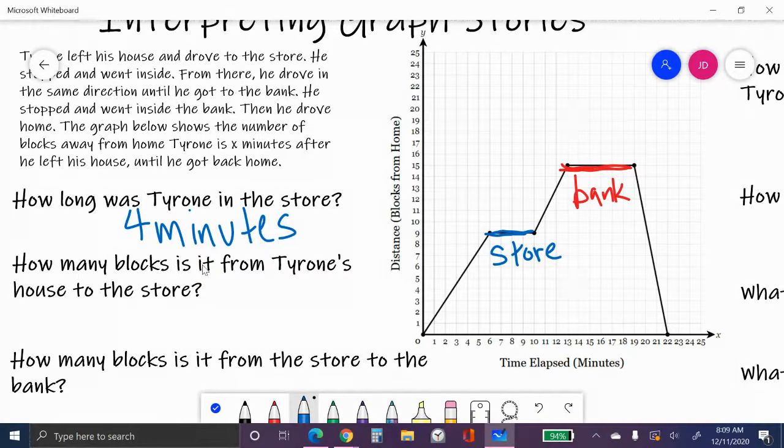How many blocks is it from Tyrone's house to the store? These are the number of blocks. This is where he's at the store. The number of blocks from the store to his home, right? His home is back here. 1, 2, 3. I could just look at the y value. The y value is just 9. So this is going to be 9 blocks from the store to his home.